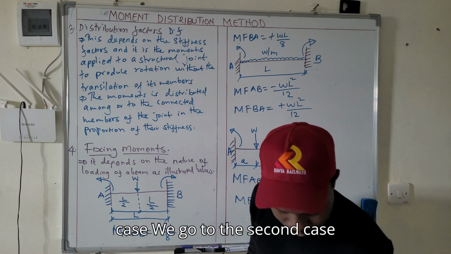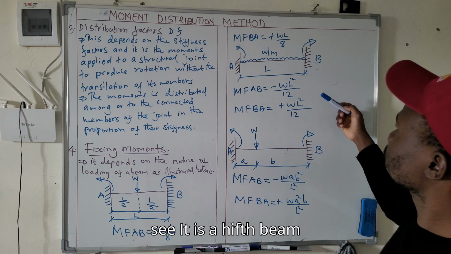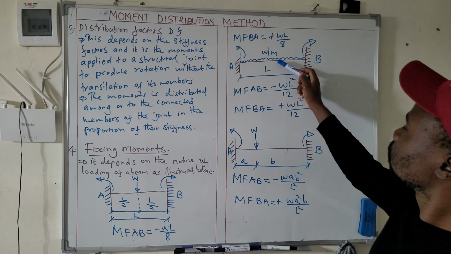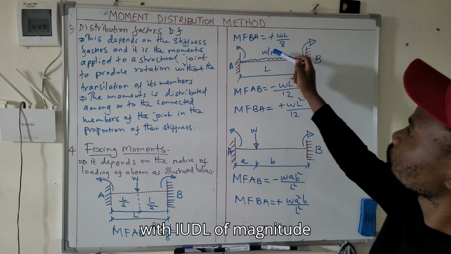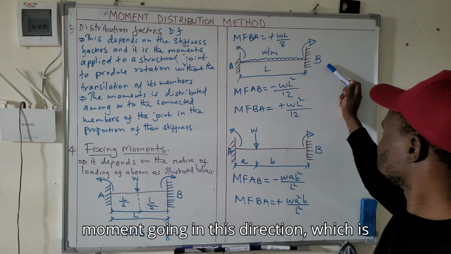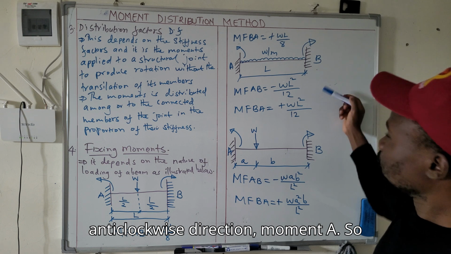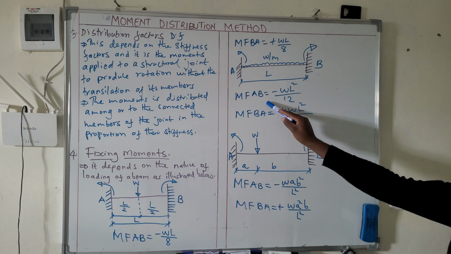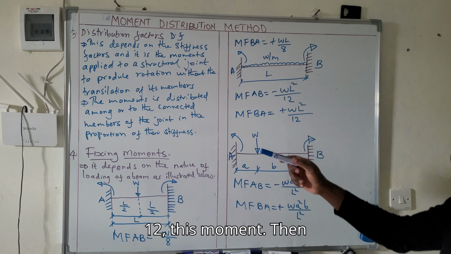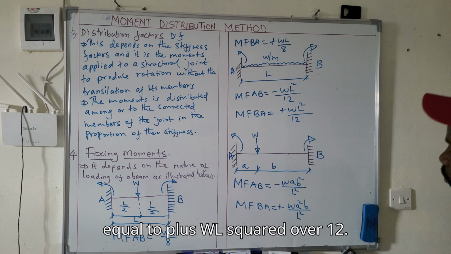Then we go to the second case. This is a fixed beam with 2 supports, loaded with a UDL of magnitude W per meter. We have moment B in this direction and moment A in the anti-clockwise direction. Fixing moment AB is equal to minus WL squared over 12. And then fixing moment BA is equal to plus WL squared over 12.